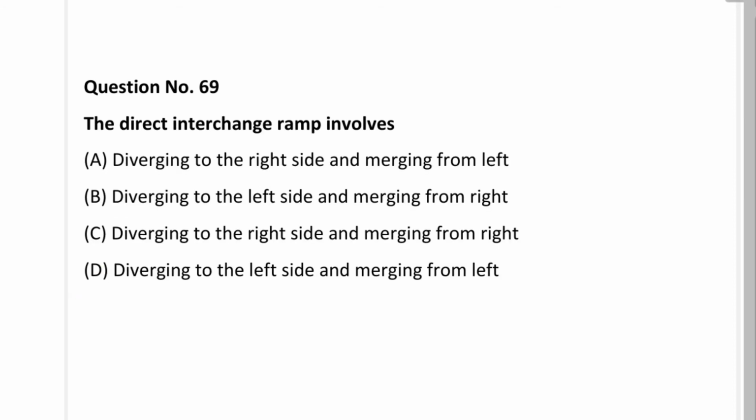So next question: the direct interchange ramp involves: option A, diverging to the right side and merging from the left; option B, diverging to the left side and merging from the right; option C, diverging to the right side and merging from the right; option D, diverging to the left side and merging from the left. So the correct answer is C, diverging to the right side and merging from the right.